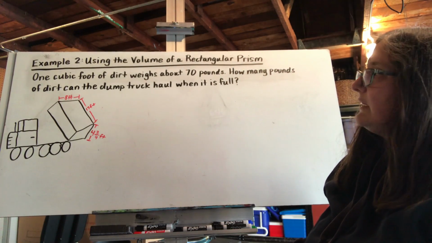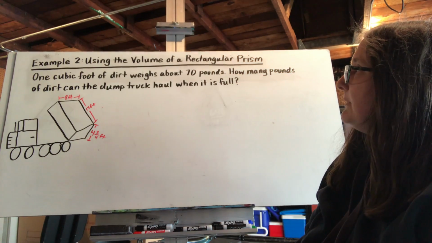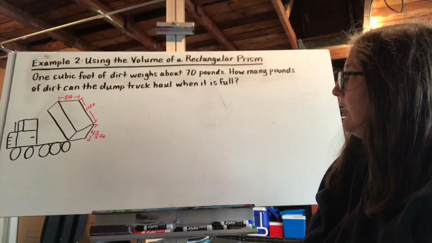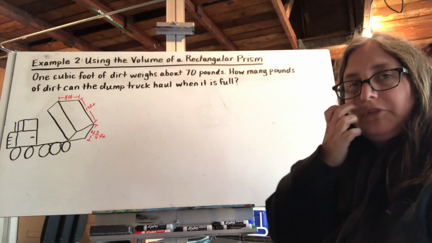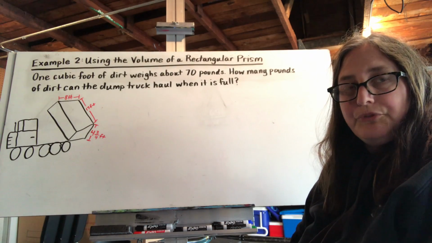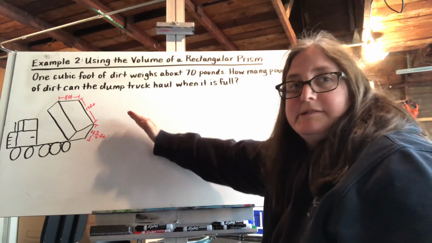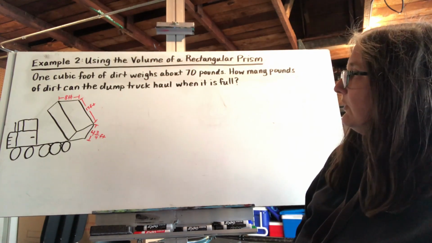My next problem says that 1 cubic foot of dirt weighs about 70 pounds. How many pounds of dirt can the dump truck haul when it is full? So this dump truck has a rectangular prism on the back to hold the dirt. It lays flat when it's hauling the dirt, and then it lifts up so it can dump the dirt out of the truck. So let's take a look.